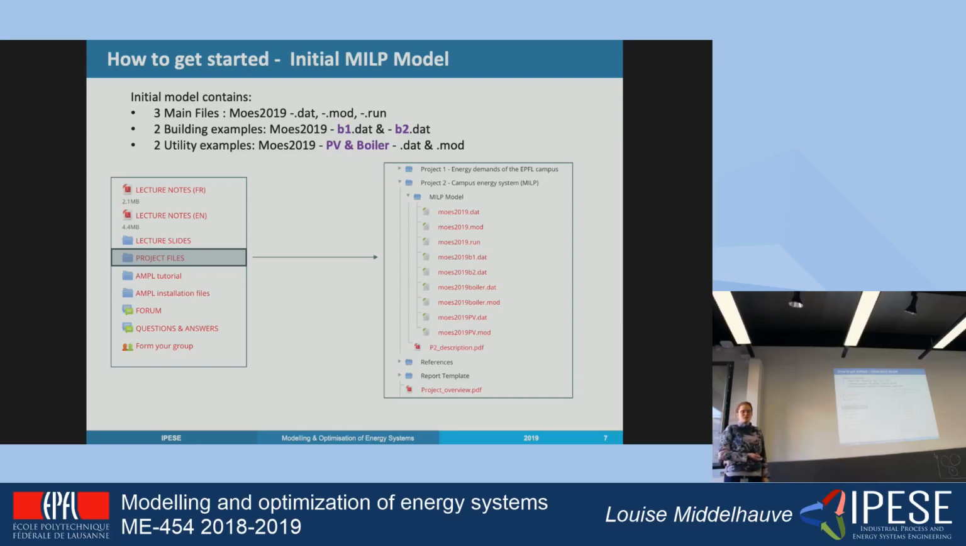Project files: we give you, for this part, an initial model, which is already running. It's very basic, so the parameters are not the ones which are going to be the ones in the end, so you have to develop this model, but this model is running already. It contains the 3 main files, .mod, .run, and what is missing, the .dat file, with the whole model. And then we also gave you 2 examples for buildings and 2 examples for utilities, which are only exemplary. This is not anything linked to the EPFL buildings yet.